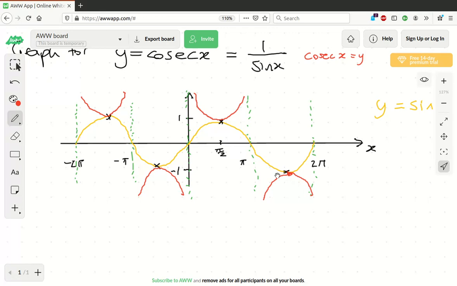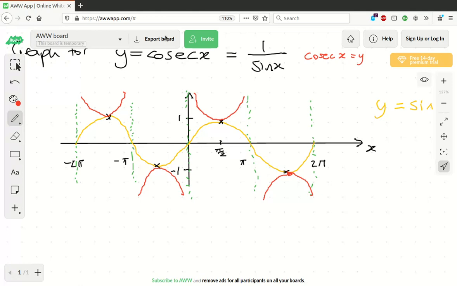Okay, so we've got that almost all in. There we go. Cool. Minus 2 pi up to 2 pi here. So I've drawn y equals sine x. Now, if I put in, I don't think it knows what cosec x is, so I'll do 1 divided by sine x. There we go. That's what it actually looks like.